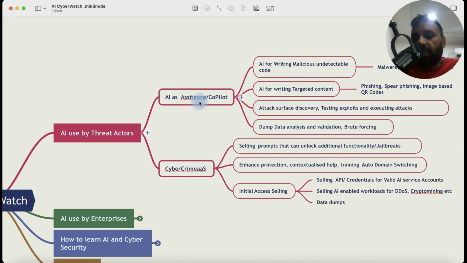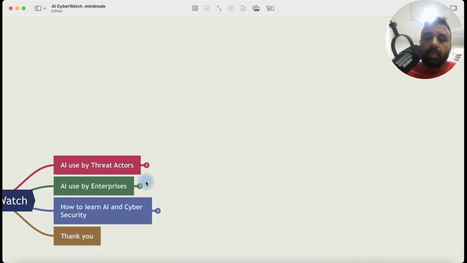Summarizing, AI can be used as an assistant or a co-pilot by threat actors, and it can also be used in cybercrime as a service to do a lot of mundane tasks, just like any business would. The second category of usage of AI in cybersecurity is when enterprises start using AI.